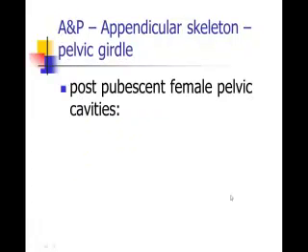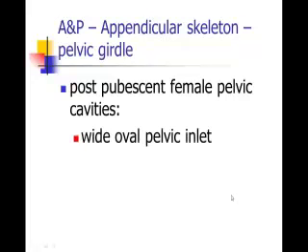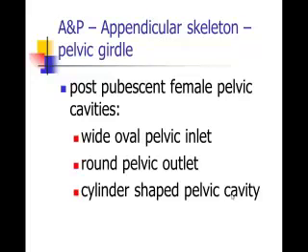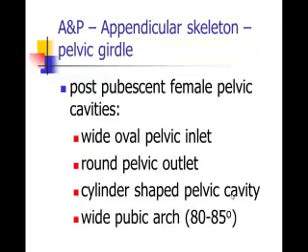For post-pubescent females, not all but most, we have some changes. One is that the pelvic inlet becomes a wide oval. The pelvic outlet is round. The walls of the pelvic cavity are shaped like a cylinder, and the pubic arch is 80 to 85 degrees. It is almost 90 degrees wide.